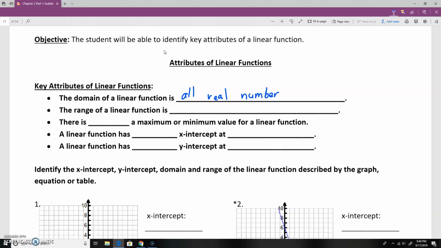Okay? The domain is the x values. We can have any possible x value in a linear function, so it's all real numbers. The range of a linear function, or the y values, is also all real numbers. Okay? There are no limits on the domain and range of a linear function.